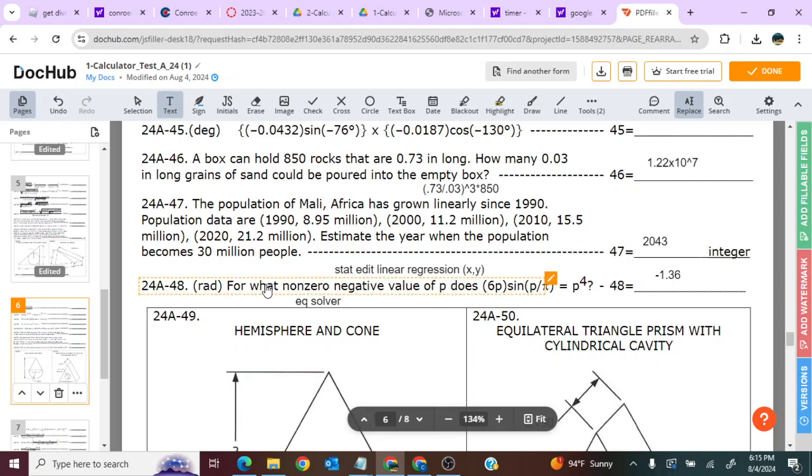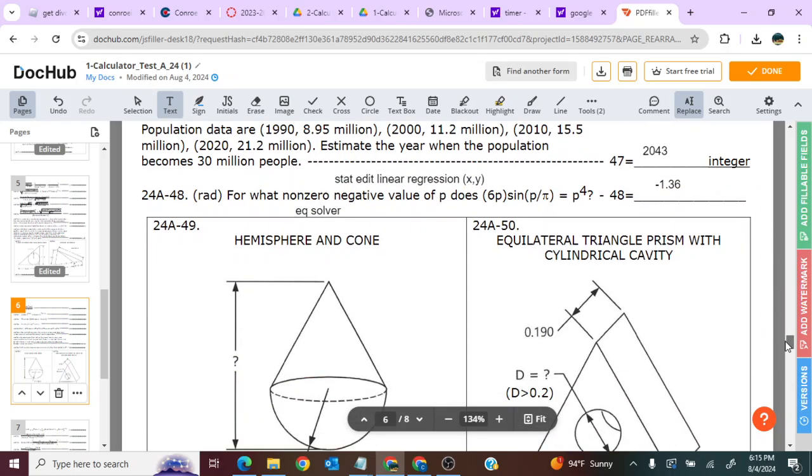Okay, for what non-zero negative value of p does that equal p powered 4? Put that in EQ solver. Not much to say. Make sure you're in radians. Move on.